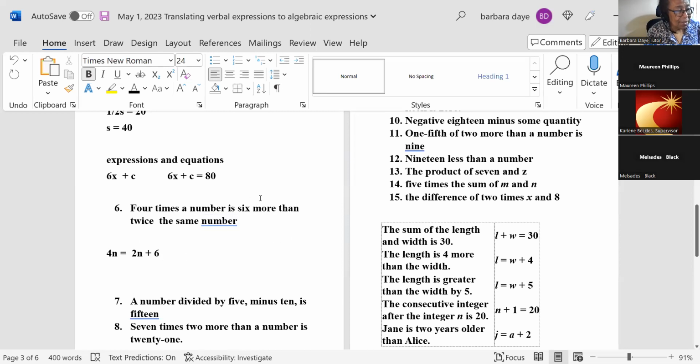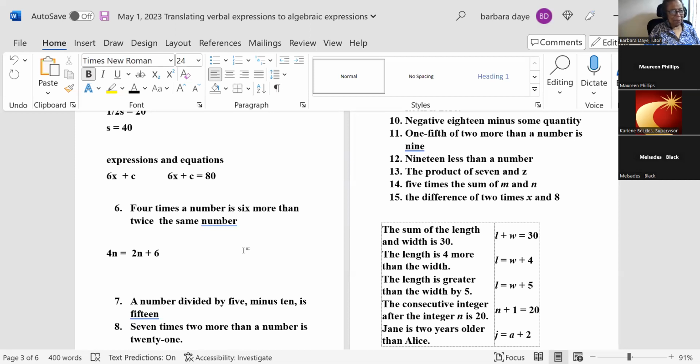Because it says 6 more than twice the same number. Twice the same number is 2 times n. 6 more is adding a 6. So that means you should write the 2n first. That's right, because it says 6 more than. That means 6 added to something. What is that 6 added to? Twice the same number, 2n.